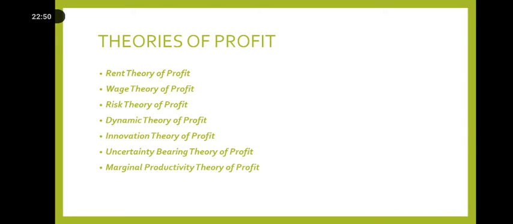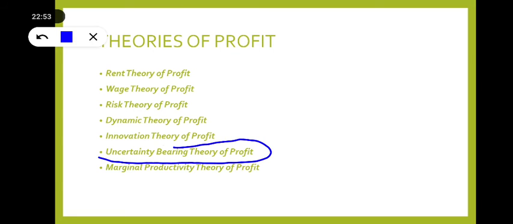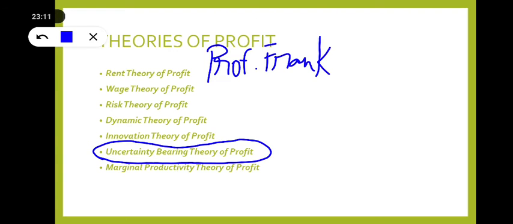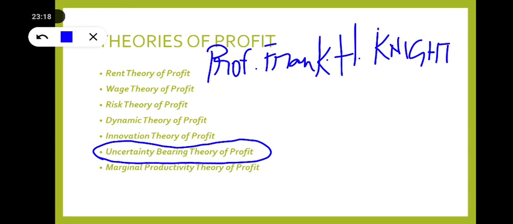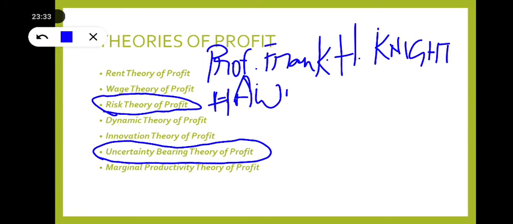And the next theory is the uncertainty bearing theory of profit. This theory was propounded by an American economist, Professor Frank H. Knight. This theory starts on the foundations of Hawley's risk-bearing theory. Knight agrees with Hawley that profit is the reward of risk taking.